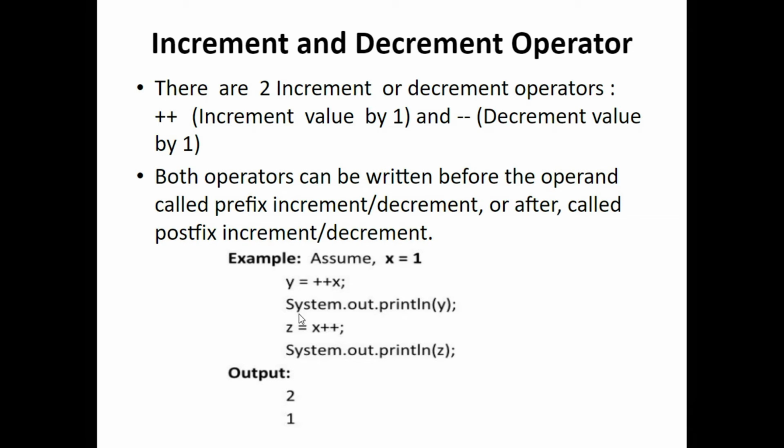Right, then System.out.println in brackets y. It means that ++x, x is incremented by 1 and then it is stored in x, and this value is assigned to y. Now my y is equal to 2. Right? If I write System.out.println in brackets x plus plus, then my answer is 1, because it is incremented by 1.